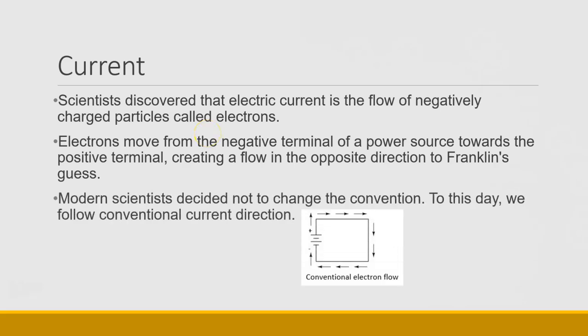As already mentioned, modern scientists decided not to change the convention, and to this day we follow conventional current direction. So if you're ever asked to show the direction of the current in a circuit, you must always follow conventional current unless stated otherwise.